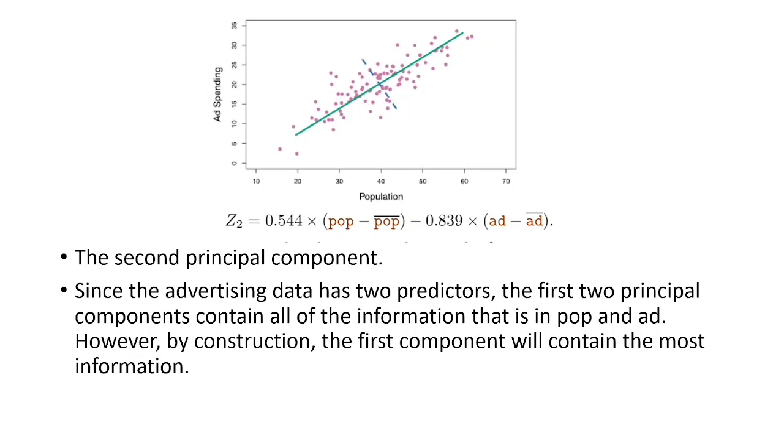The loading for population is 0.5, and the loading for advertisement is negative 0.83. Since this data set only has two predictors, the first two principal components contain all of the information there is in population and advertisement. By construction, the first component will always contain the most information, and then the second component will contain less variation, and the third one, and so on. Since this data set only has two predictors, we can only come up with two components.